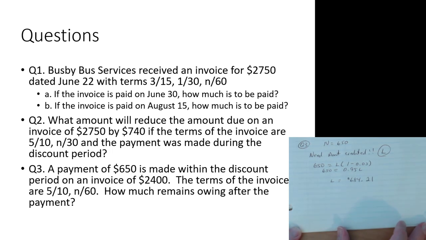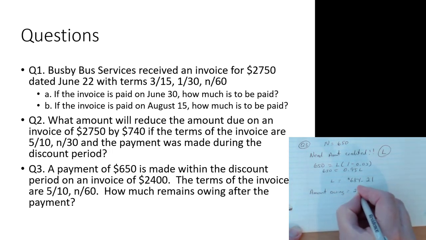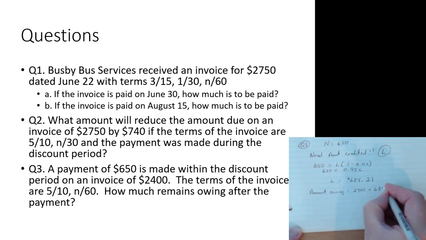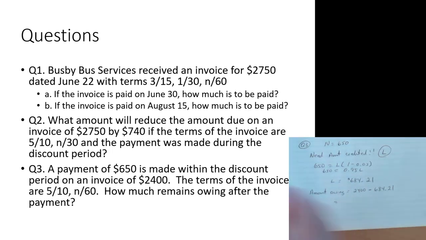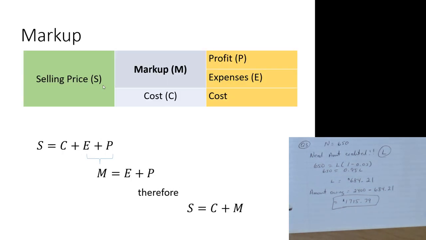What I really want is how much do I still owe? So for that amount owing, I take the original amount, $2,400, subtract from it the amount I get credited, which is the $684.21. And so the remaining amount is how much I still owe on this thing. So just know we had an intermediate calculation here to find out how much I got credited. I take how much I got credited off of how much I have owing, and I get my final answer of $1,715.79. And so concludes that. Part three, we'll pick up at the markup place and finding selling price and good things like that.